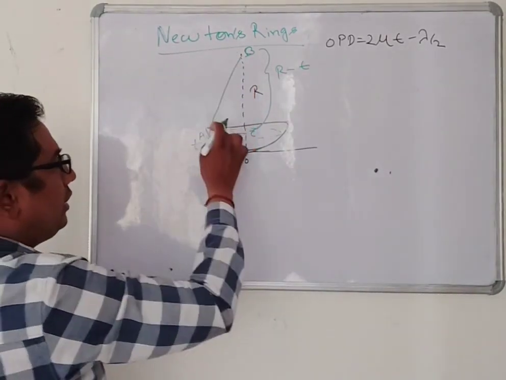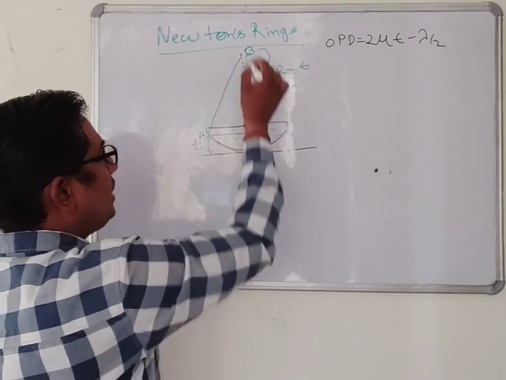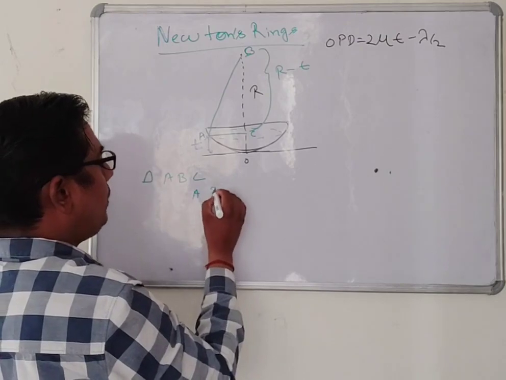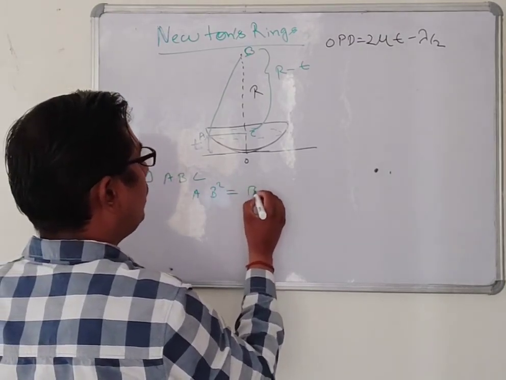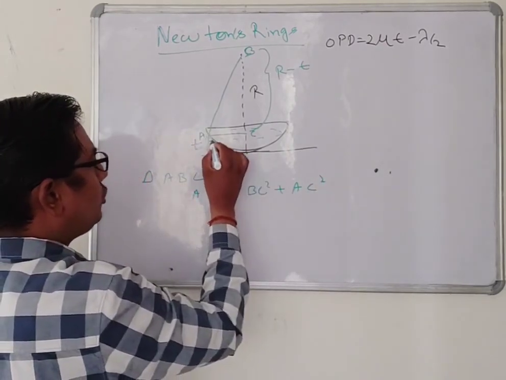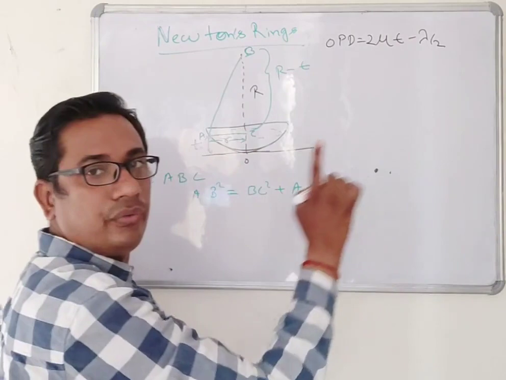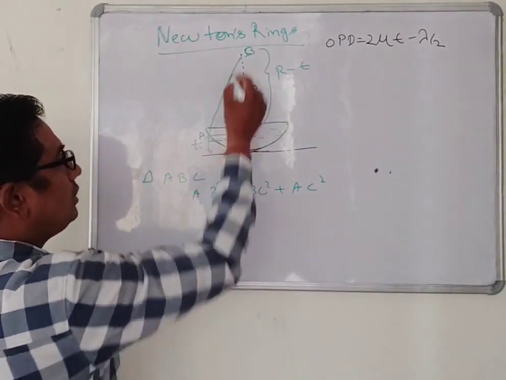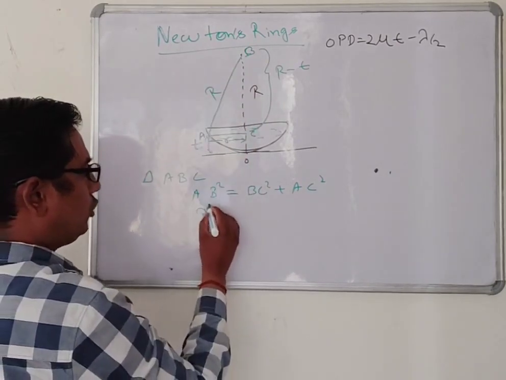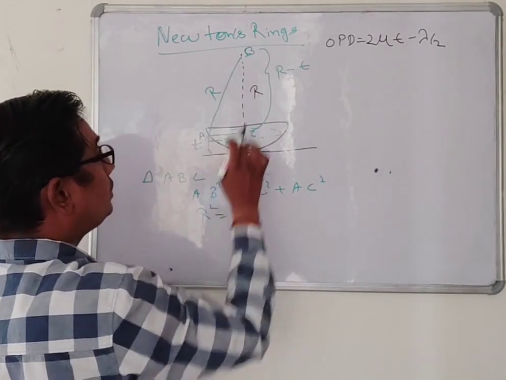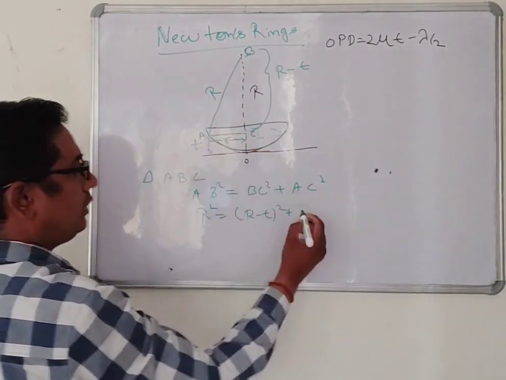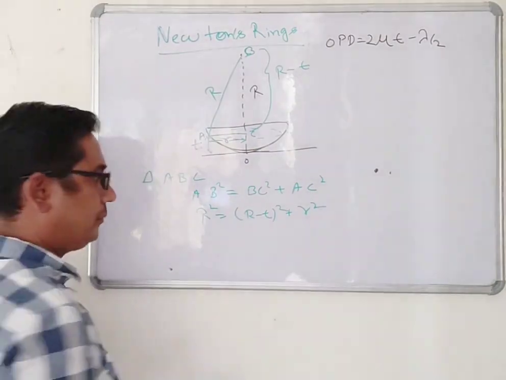Now you can use the Pythagoras theorem in triangle ABC. AB square is equal to BC square plus AC square. Suppose that small r is the radius of the film. AB square is R square, BC square is (R minus T) square plus AC square, where r is the radius of the film.